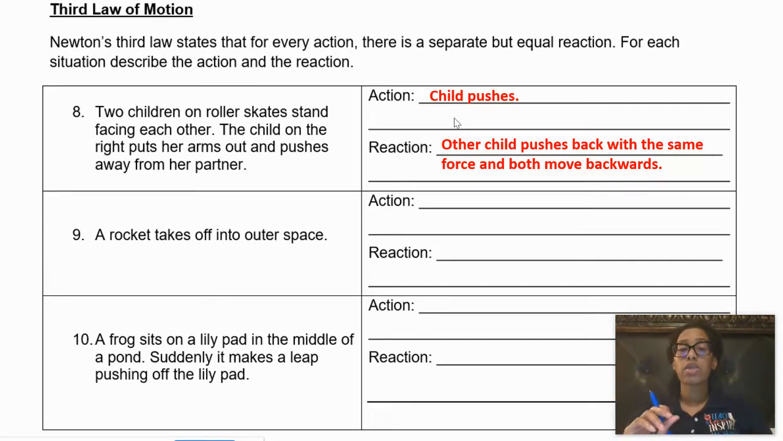Okay, so this is action reaction. The action was the child pushes. Okay, they both push to each other, but they both are going to move backwards. Okay, so the action force is the actual push, and then the reaction is them moving backwards.